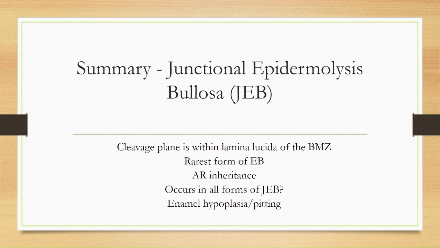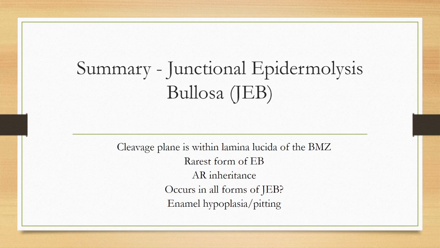So what's the summary here? Where does the blister split happen? Lamina lucida at the basement membrane zone between the epidermal dermal junction, okay? This is your rarest form of EB. This is often an autosomal recessive disorder. It occurs in all forms of JEB. What is that?